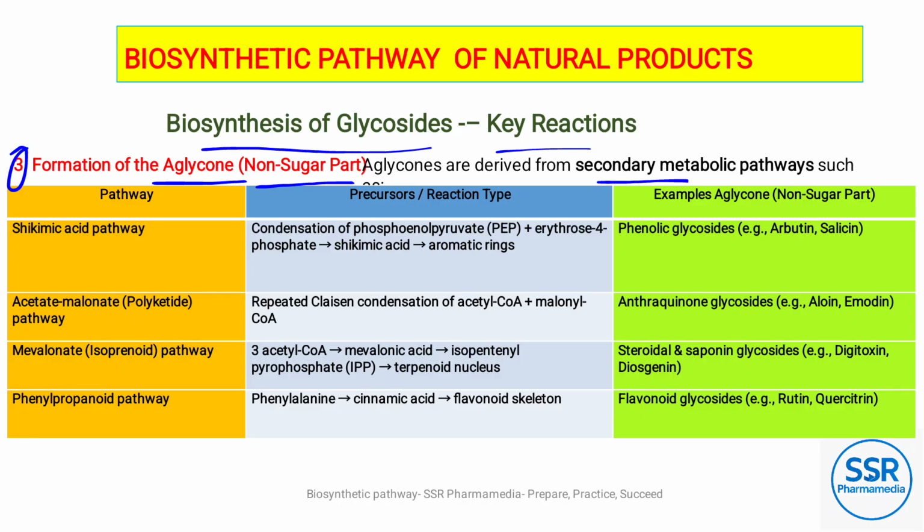Aglycones are derived from secondary metabolic pathways such as the shikimic acid pathway, acetate-malonate pathway, mevalonate pathway and phenylpropanoid pathway. From these steps, the aglycone part is formed. In the shikimic acid pathway, the condensation of phosphoenolpyruvate and erythrose 4-phosphate forms shikimic acid. Then this shikimic acid is converted into aromatic rings, and examples of this are phenolic glycosides.